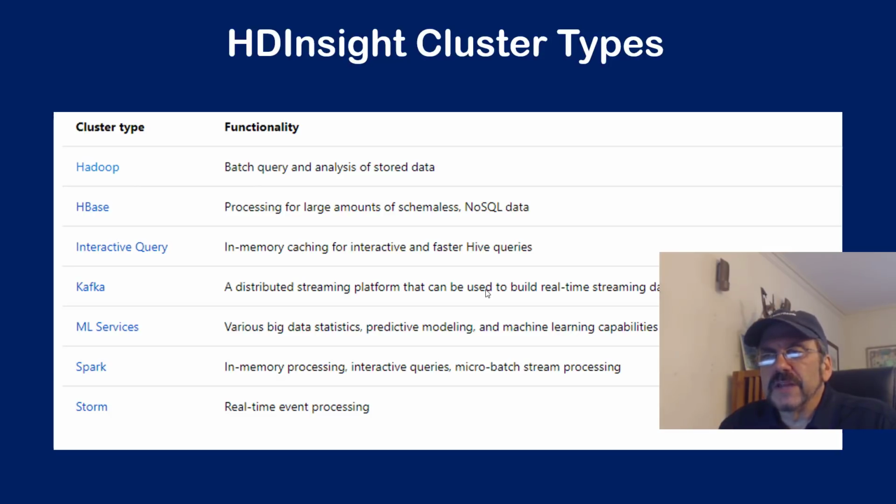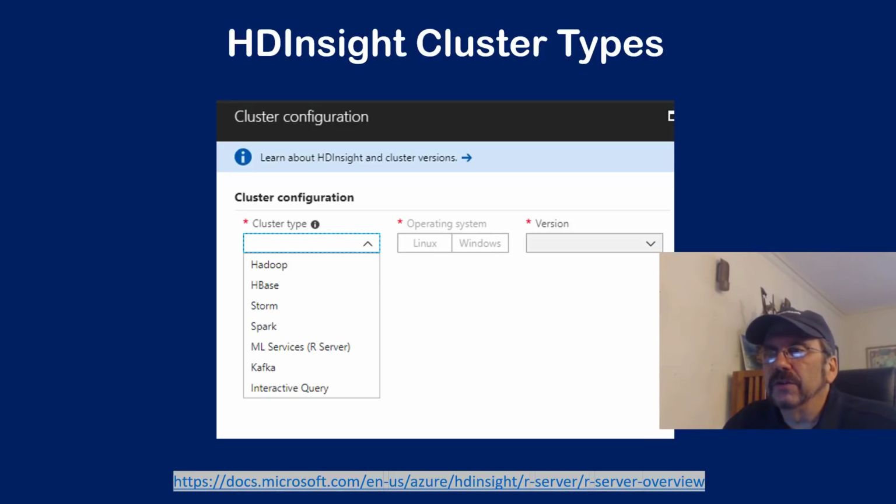So that's an option. And then Storm is more of an IoT kind of thing where you want to do real-time event processing. So those are the cluster types. I'm going to focus on the simplest, the first one, Hadoop, just to walk through how we can do this. And as I mentioned, machine learning services is really not part of Hadoop.